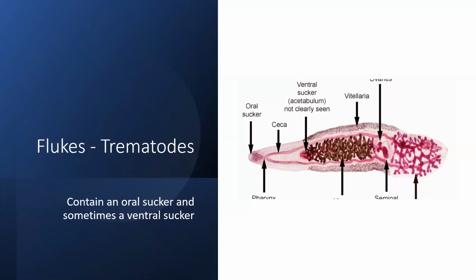These may have an incomplete digestive system. And so they can attach to the lungs. So there's lung flukes, there's liver flukes, there's blood flukes. And so they can attach to lungs, livers, blood vessels. And they do so with these oral and ventral suckers.